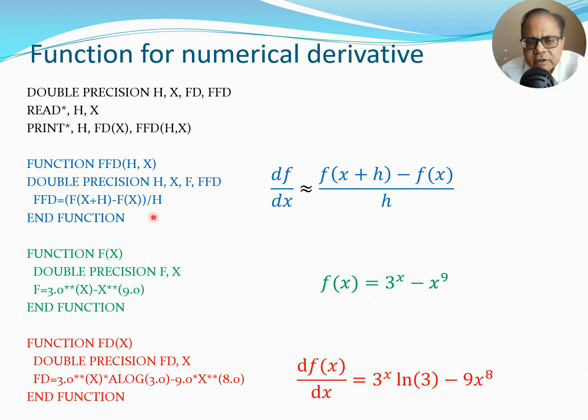So this function essentially calls one more function f, which we have defined previously, and also recall the function fd, which gives the actual exact derivative. So that's something we will use for comparison. So now we have a very small amount of code. We essentially define all the variables in terms of double precision, and then we simply read the values of h and x, and we print the values of h, fd, and ffd. So remember, fd is the derivative and ffd is the numerical derivative, the forward difference formula derivative.